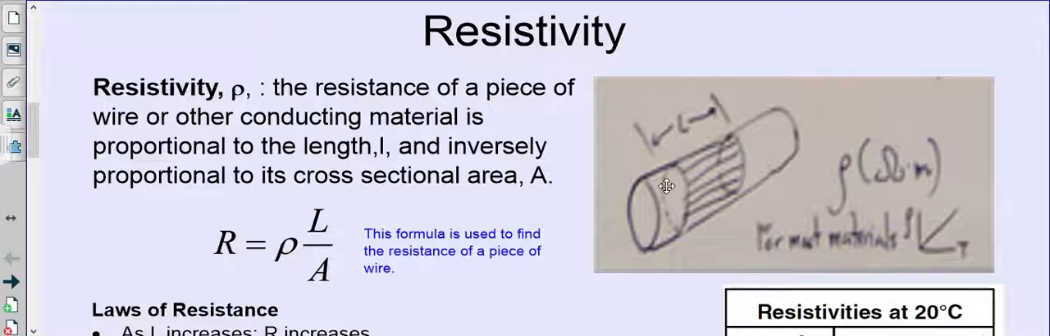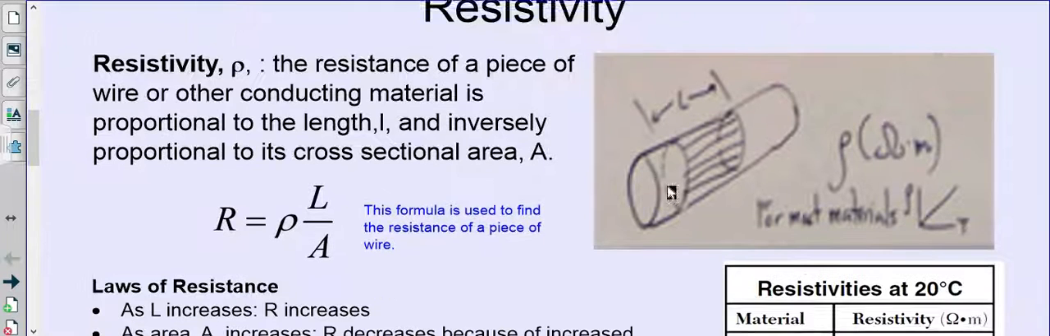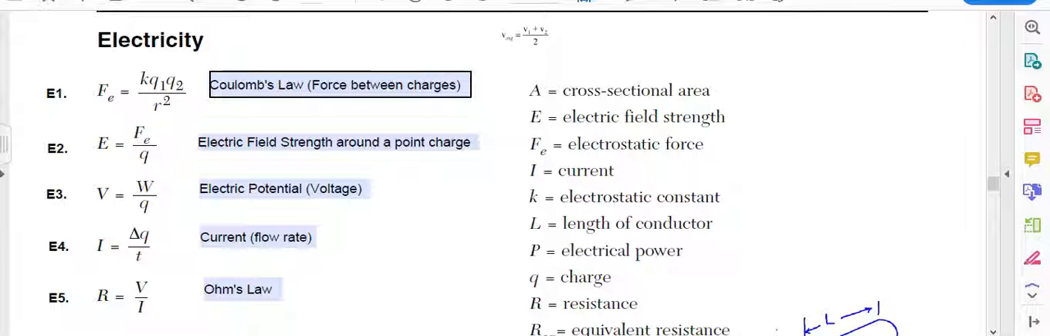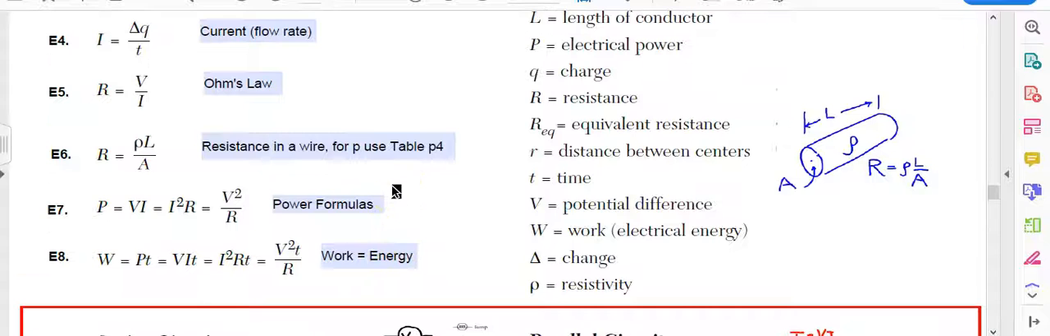So there is a chart on page 4 of the reference table. I have excerpted it here, and I'll show you. Under the electricity title, resistivity is formula E6.